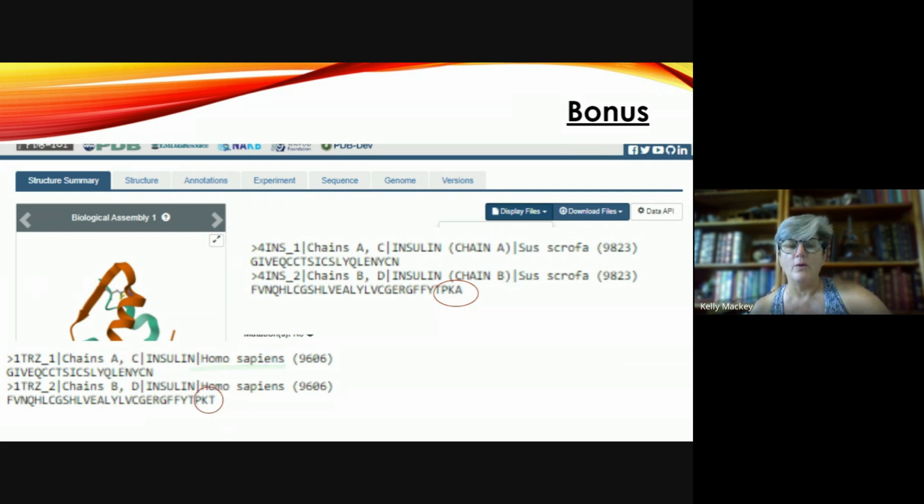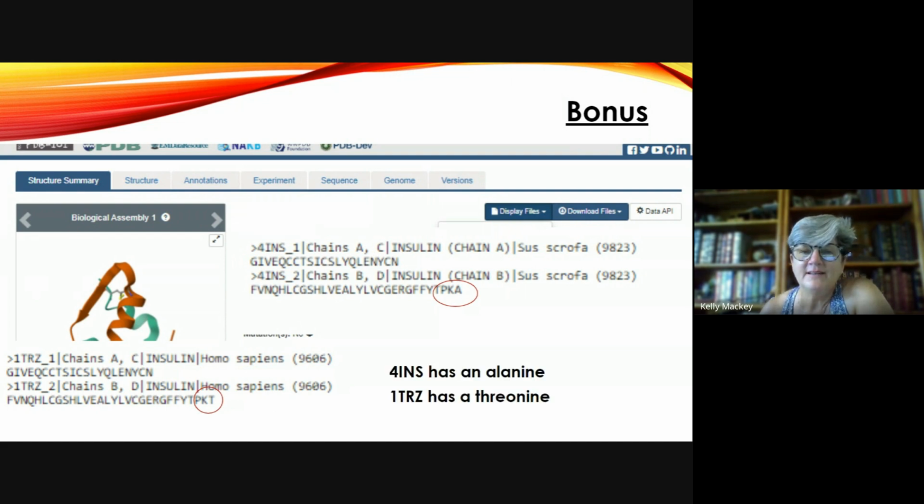And going through it letter by letter, maybe there's an easier way of doing it, but I didn't find it. The very last one of chain B is an alanine for the pig and a threonine for the human. And so, yay me, I think I got the answer. I'm pretty sure that's it.